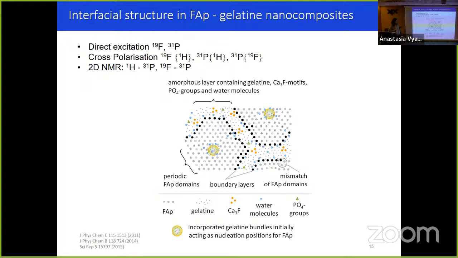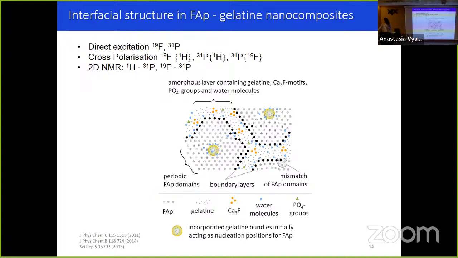The phase between crystallites is an amorphous layer, which contains water, organic molecules, orthophosphate groups, and some other stuff. The black circles are exactly the interface structure, which is quite thin, but based on chemical shift information from our spectra, we can now state that the main interaction which keeps the two phases together is hydrogen bond interactions.